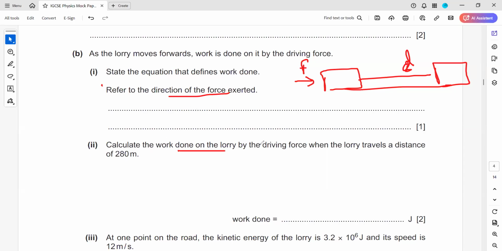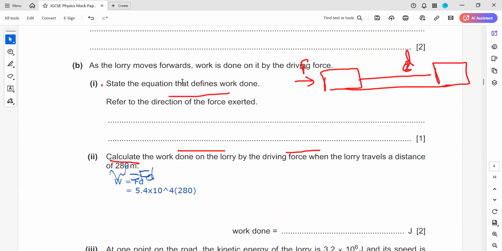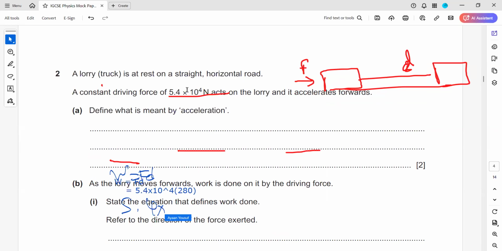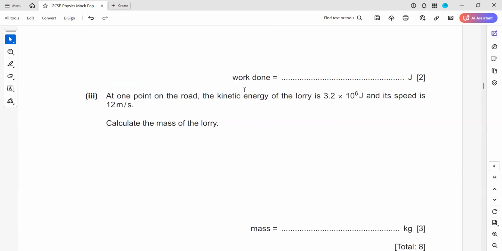Calculate the work done on the lorry by the driving force when the lorry travels a distance of 280 meters. So how do you find the work done? The constant driving force is given, 4.5 exponent 4. And you have the distance moved, which is 280. When you multiply, you will get the answer in joules, 1.5 exponent 7 joules. Joule J is already written, so you don't have to write it. So just 1.5 exponent 7, as the work done is a product of force and distance.